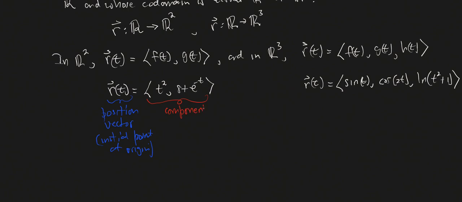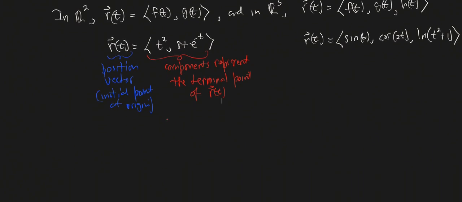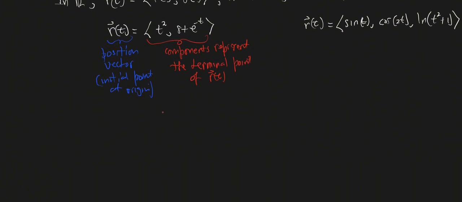So the components represent the terminal point of r of t. So that gives us a way of actually sketching this. Now I'm not going to sketch this one in particular, but I'm just going to say in general, this is how we're going to interpret it. So again, I'll sketch it in R2 because it's a little bit easier.